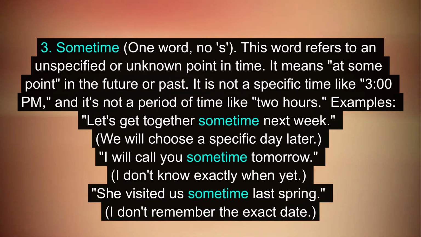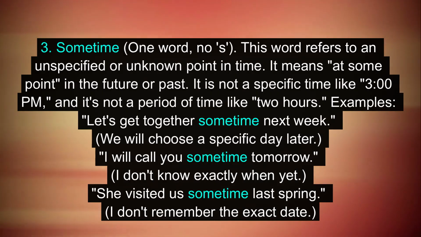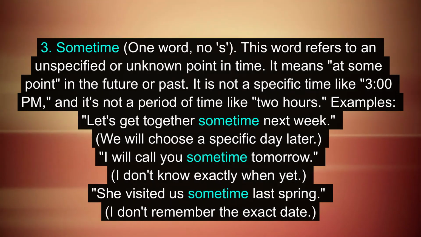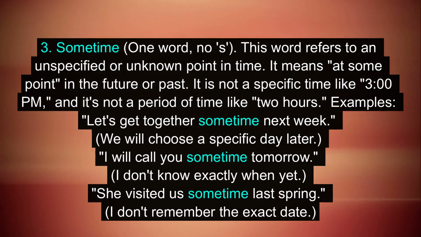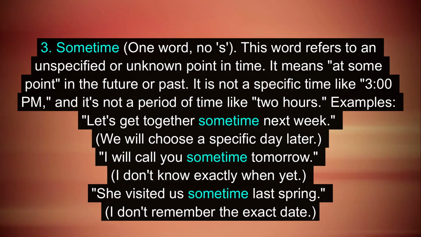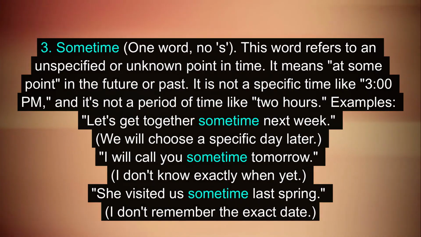3. Sometime. One word, no "s". This word refers to an unspecified or unknown point in time. It means at some point in the future or past. It is not a specific time like 3 o'clock p.m., and it's not a period of time like 2 hours.